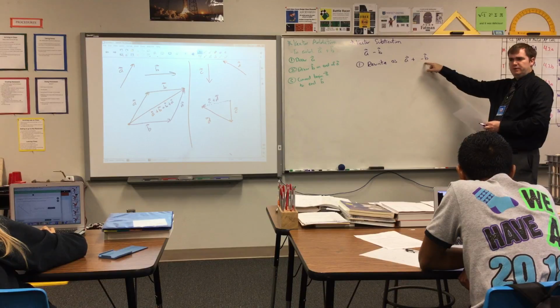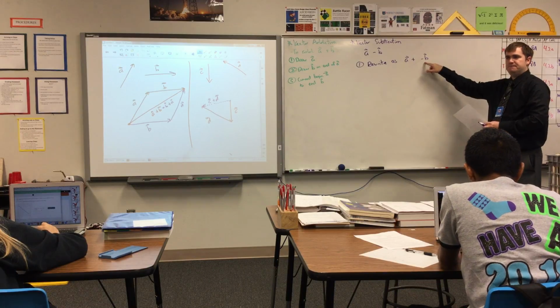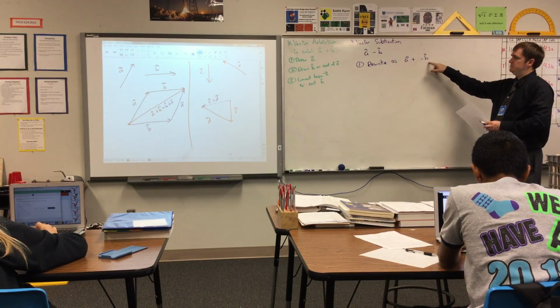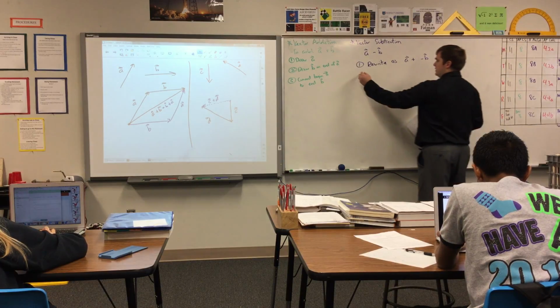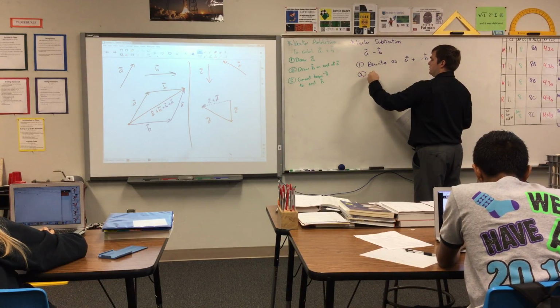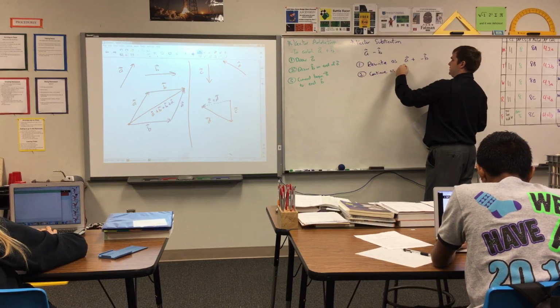And we talked about if there's a negative in front of a vector, what did we say? Opposite direction. Okay, so same magnitude, opposite direction. Step 2, continue as addition.